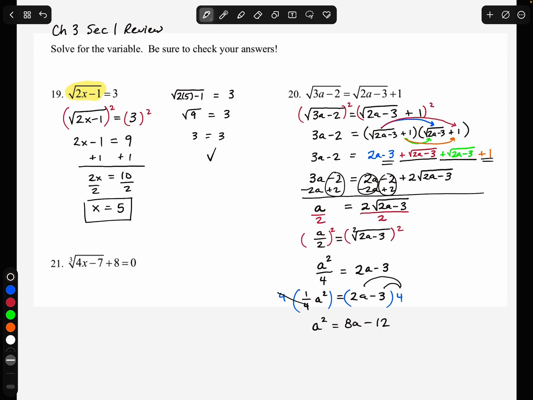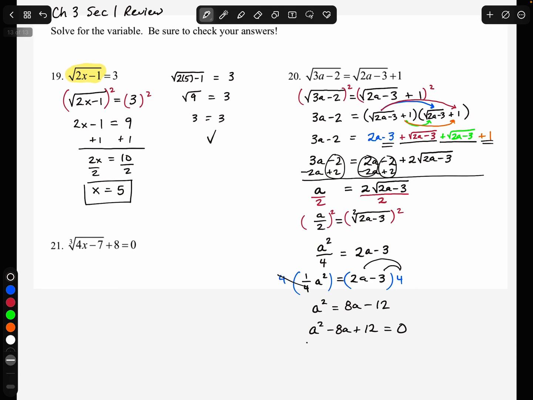And since this is just a quadratic now, let's set it equal to 0. I'm going to get a squared, subtract my 8a from each side and add 12. That makes it equal to 0. And now we can take it and factor it.